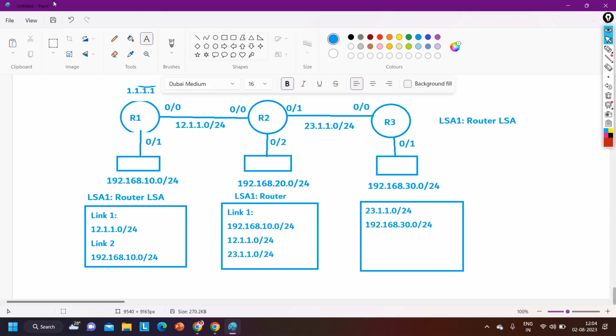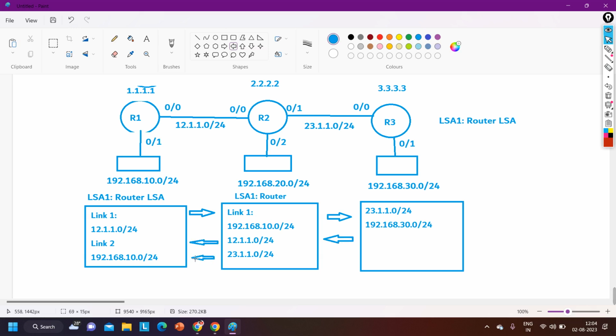and OSPF share LSA1. Router 1 is going to share their LSA1 to router 2. Router 2 will share this LSA1 of router 1 to router 3. In the same way, router 3 will share their LSA1 to router 2, and router 2 will share that LSA to router 1, and router 2 will share their LSA1 also to router 1 and to router 3 also.